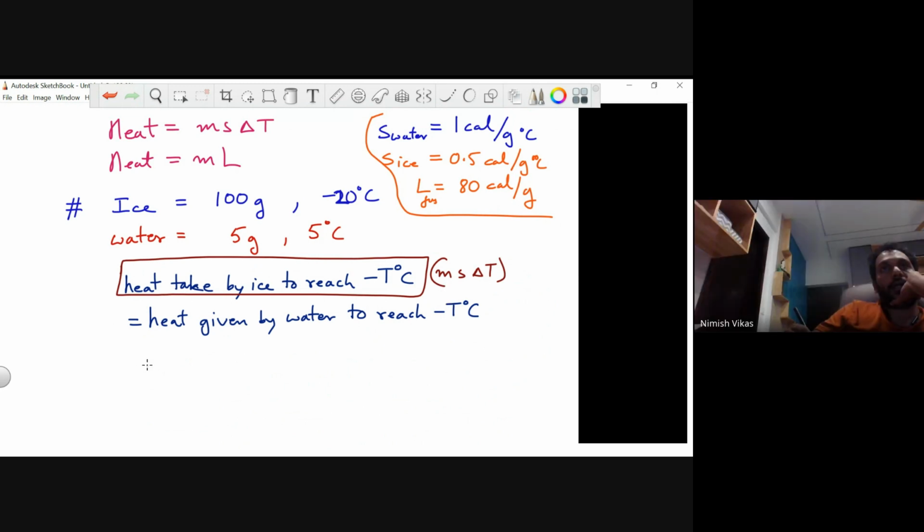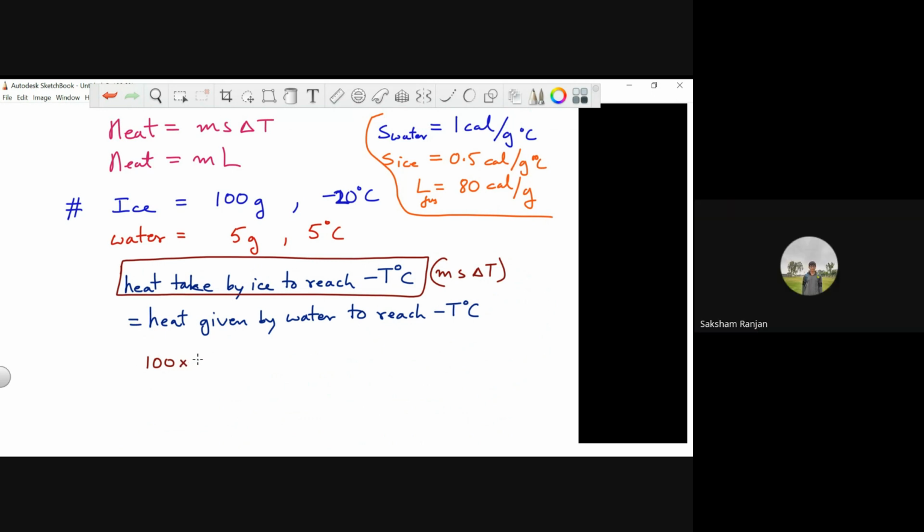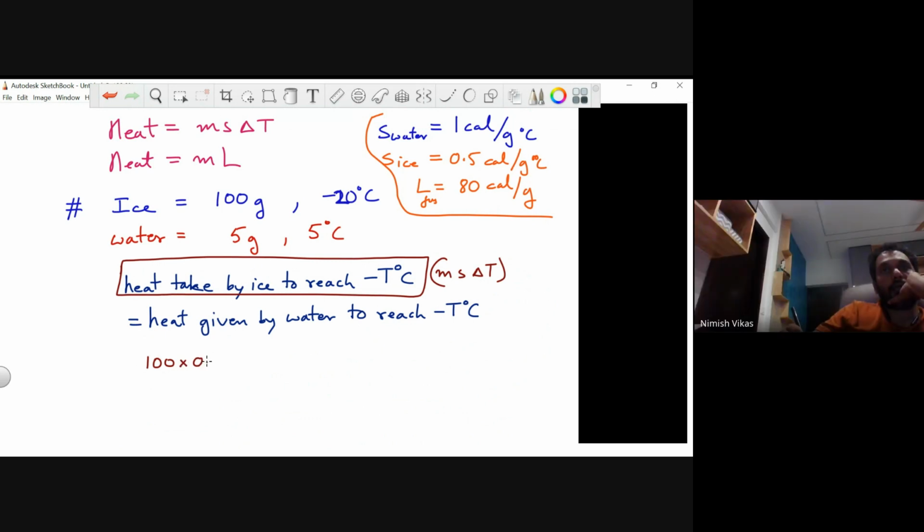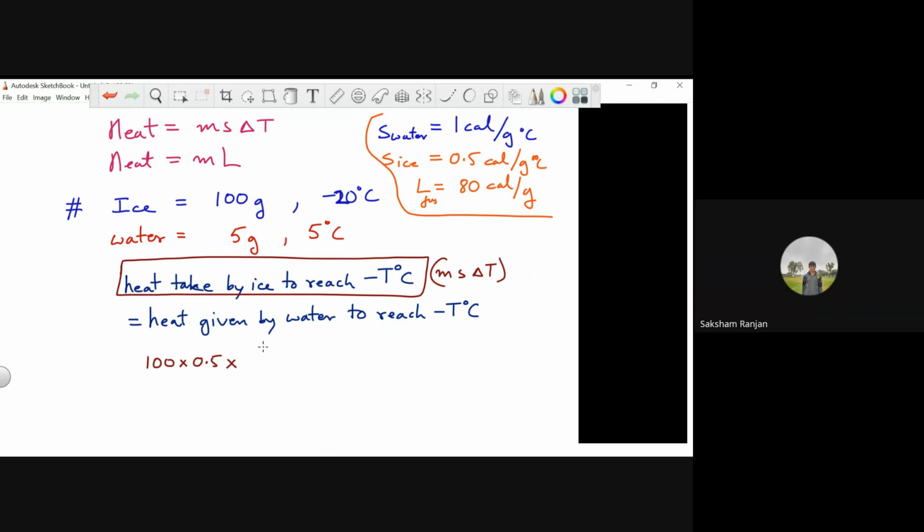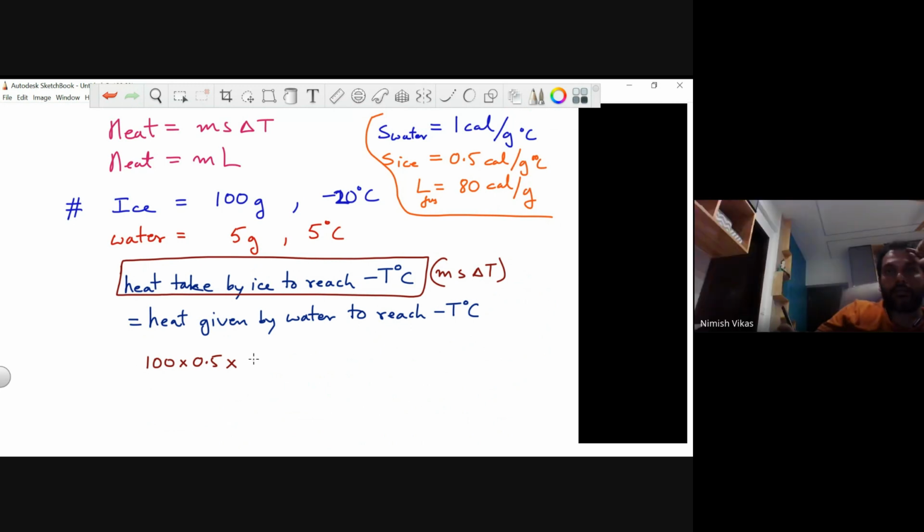So how much is the mass of the ice? 100. Then s is 1 by 2, 0.5, and delta T is how much? So 20 minus T. Yeah, that is correct. Minus T is the higher temperature, by the way, so it is minus T minus minus 20, which gives you 20 minus T.